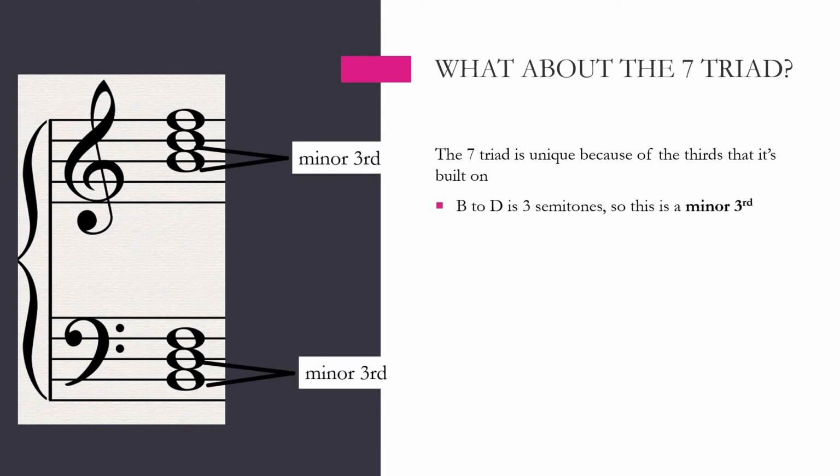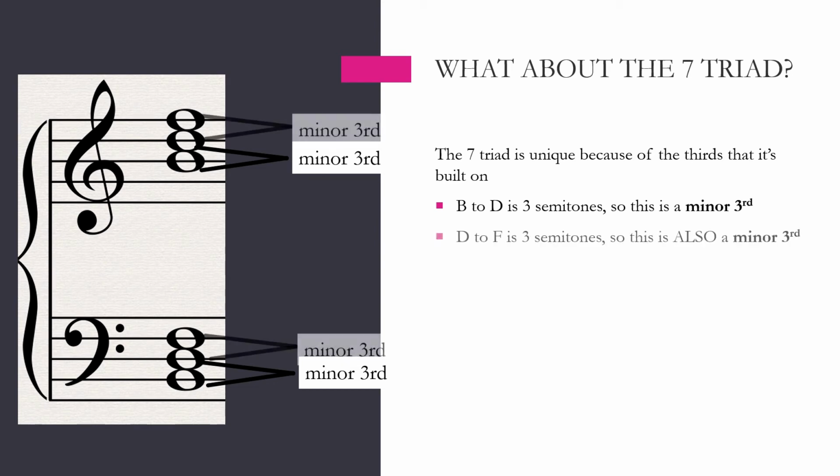In this case, the B to a D is a minor third, which we see, of course, in minor triads. So for the top, you would expect a major third, but it's not. It's also a minor third. When we put 2 minor thirds together, we get a really unique sound. This is called a diminished triad.